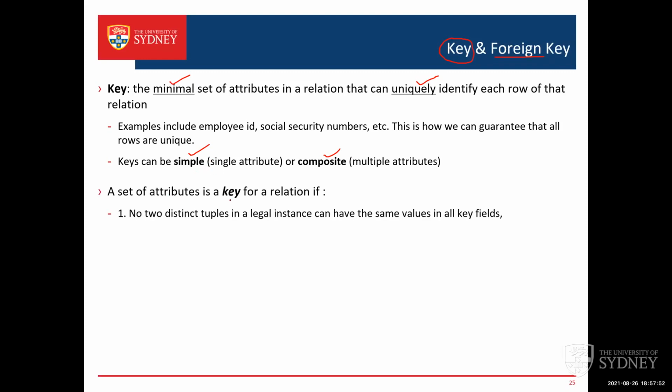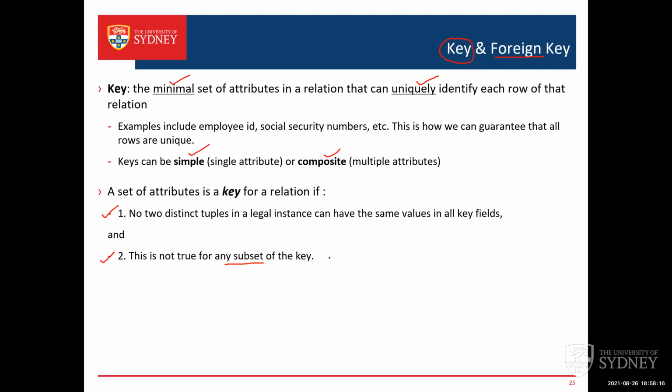So which set of attributes can be a key? Definitely these two conditions, that it should uniquely identify. No two distinct tuples can be same, and this is not true for any subset. That simply means it should be minimum, right? So these two conditions must be satisfied for declaring one attribute or combination of multiple attributes as a key.